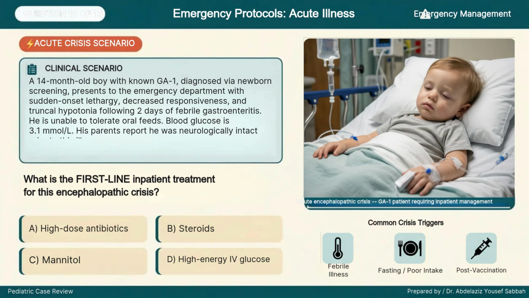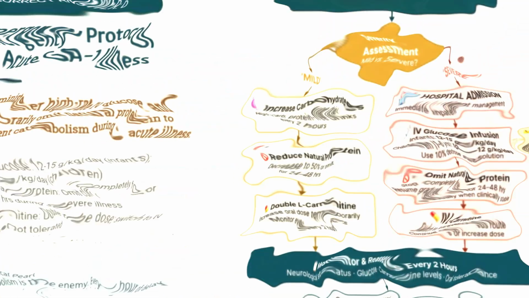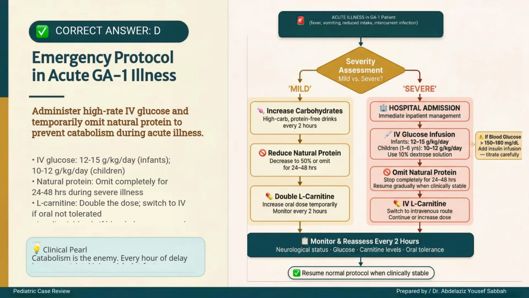What is the first-line inpatient treatment for this encephalopathic crisis? Option A, high-dose antibiotics. Option B, steroids. Option C, mannitol. Option D, high-energy intravenous glucose. The correct answer is option D, high-energy intravenous glucose. The goal is to prevent catabolism during acute illness.